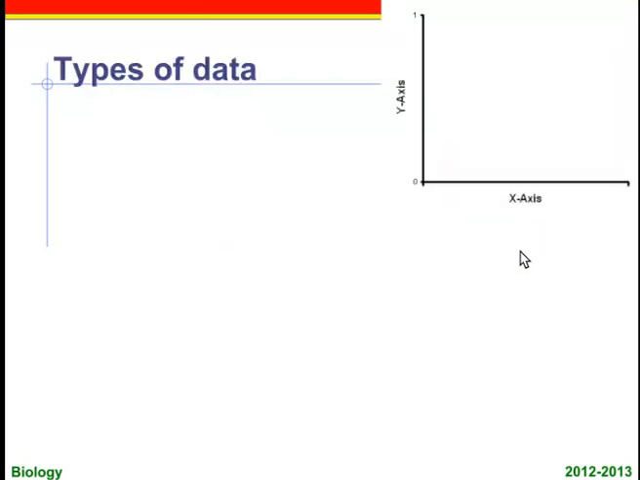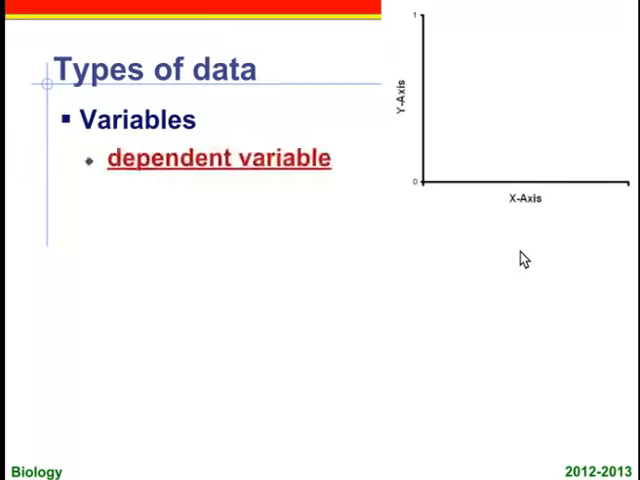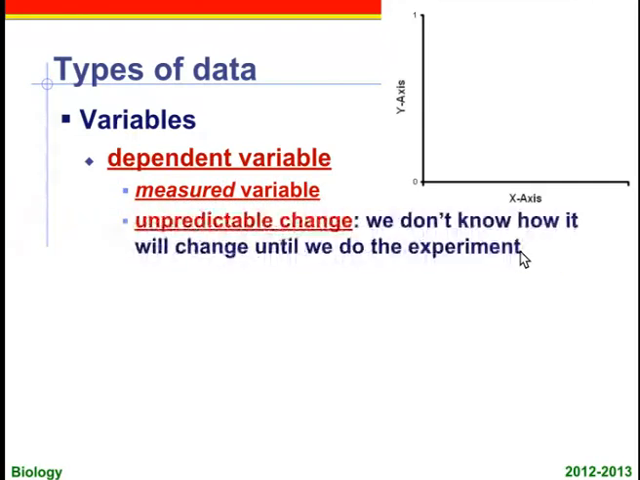Now, when we talk about data, we need to talk about two different aspects of data. There are two types of variables, dependent and independent variables. So let's talk first about dependent variables. Dependent variables in an experiment are the things that you actually measure. So the dependent variable, think of it this way, is the measured variable.